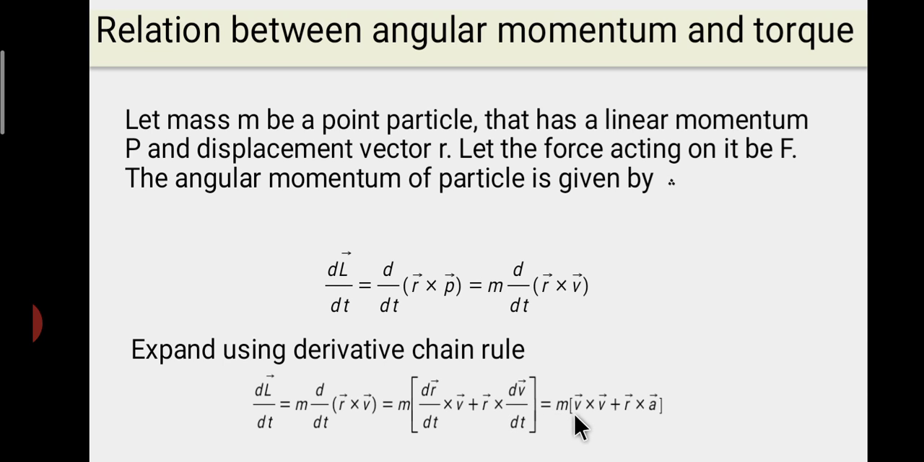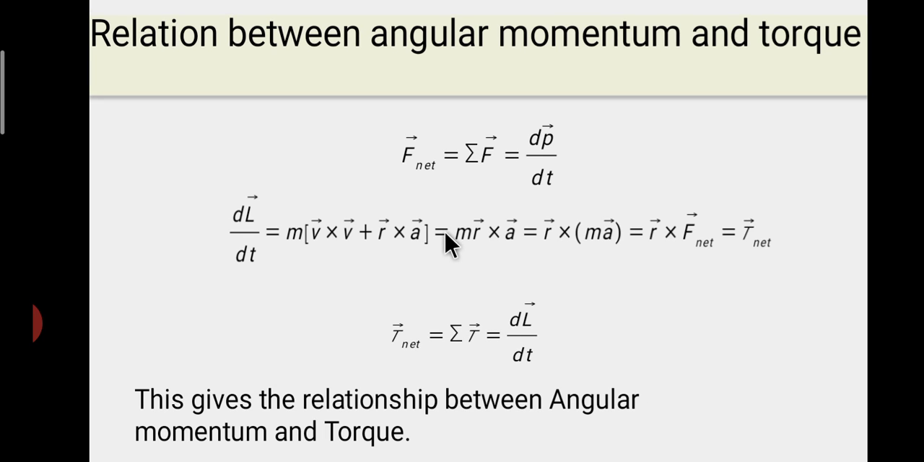Here, using the cross product properties, the term v vector cross v is equal to 0, because the angle between these two vectors is 0, and sin 0 is 0, therefore this term becomes 0. Now we know from Newton's second law that the net force acting on the system is equal to the time rate of change of linear momentum. So we can write dL/dt is equal to m times (v cross v plus r cross a).